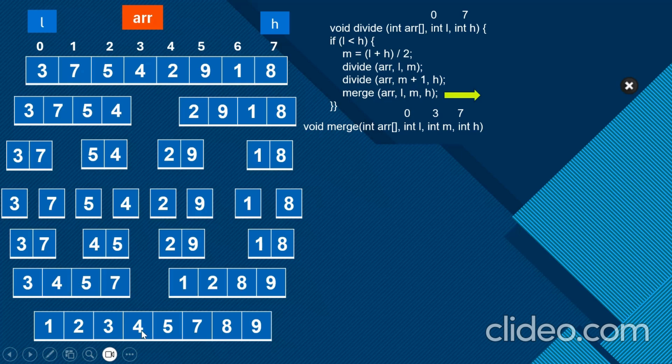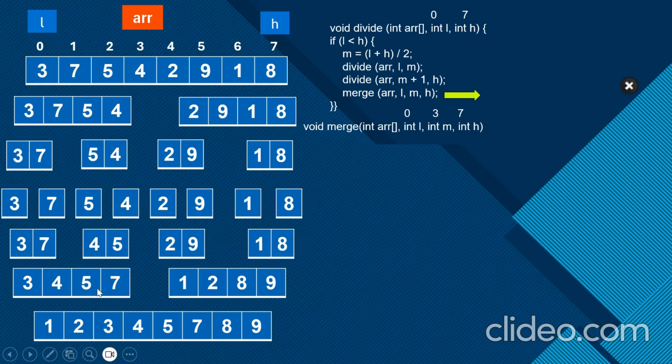Again 4 would win. That means the element from array 1 would win. Now 5 would be compared to 8, right? So 5 would win the comparison, so we'd be assigning 5 here, and next 7 would be compared with 8, so 7 would be assigned to this array, right?